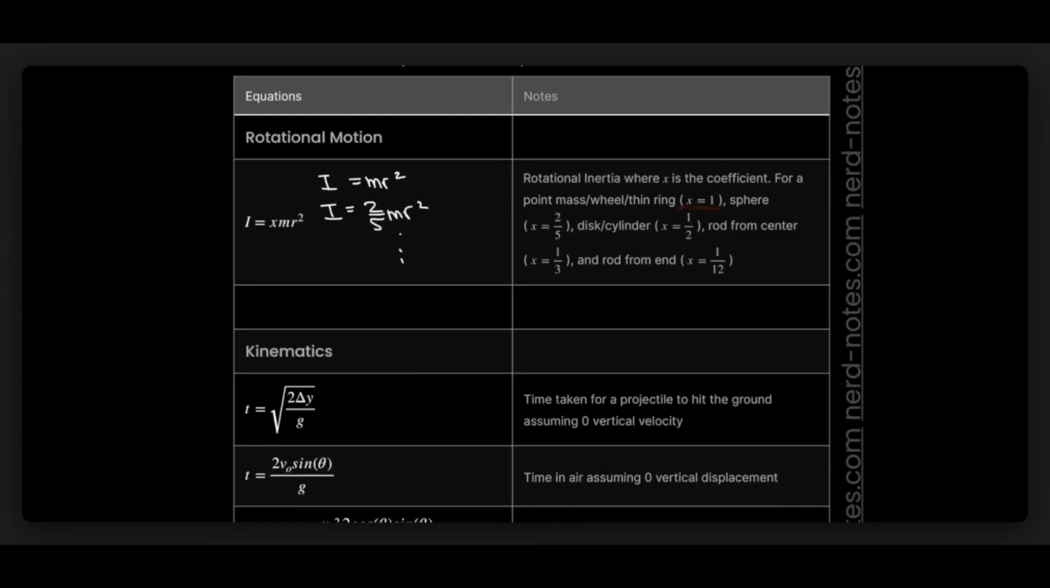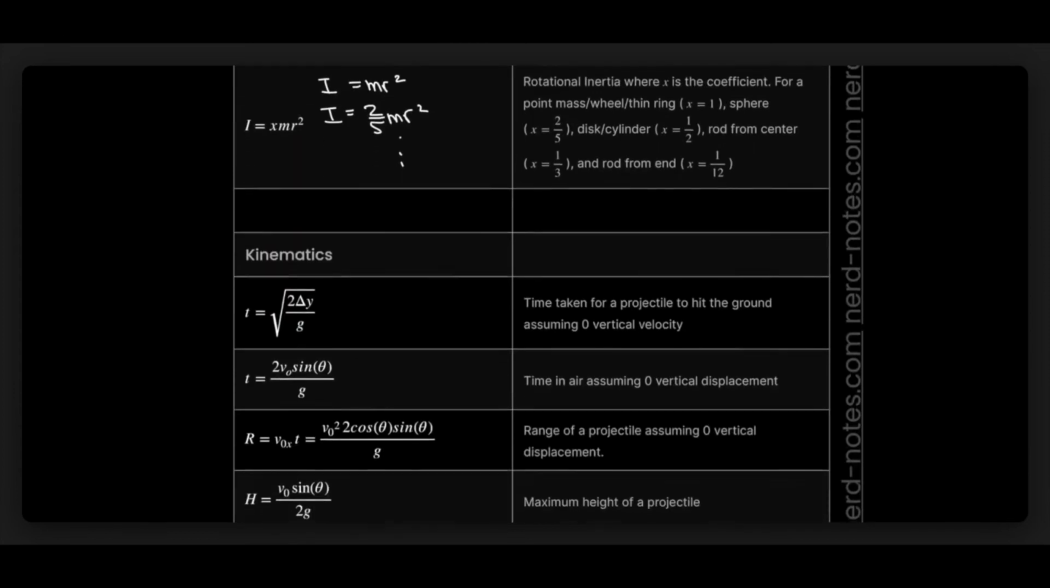So it's 1 for a wheel, a thin ring, or point mass. It's going to be 1/2 for a disc or cylinder, and it's going to be 2/5 for a sphere. And if it's a rod that's spun from the center, it's going to be 1/3, and if it's a rod that's spun from the end, it's going to be 1/12. You don't have to memorize them, but for the sake of this derived formula sheet, I am making that into a derived formula. Okay, moving on to kinematics.